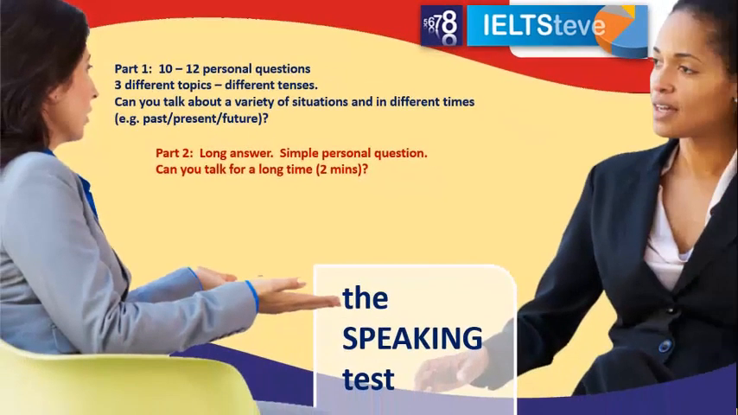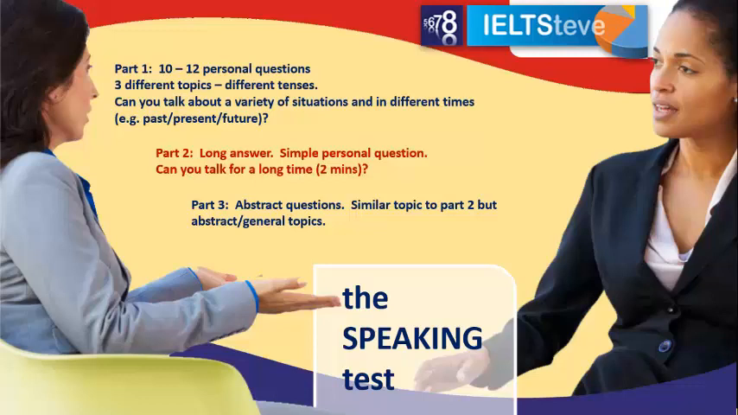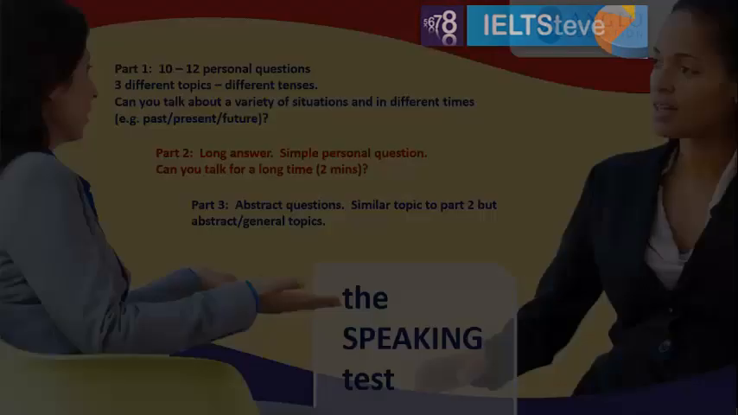And then in part three, the questions are going to be more abstract. Now, the topic is similar to part two, but not the types of questions. In part three, they are not personal questions. They are the opposite now. They are abstract or general topics about different things that might be happening in the world or in your country.